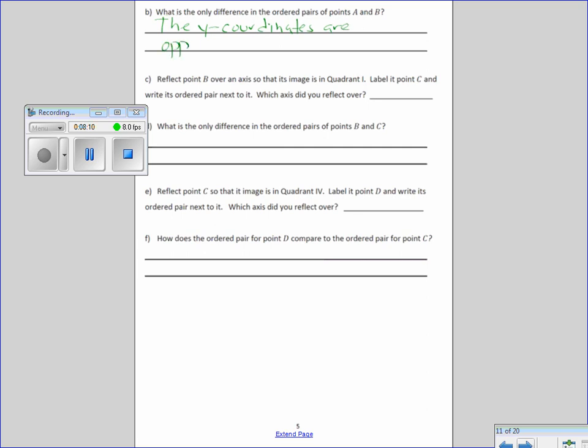It says the y coordinates are opposite. Are we good so far with that? You guys want to try letter C, this part, on your own? I'll come around and check. See if you can do it. I did it.